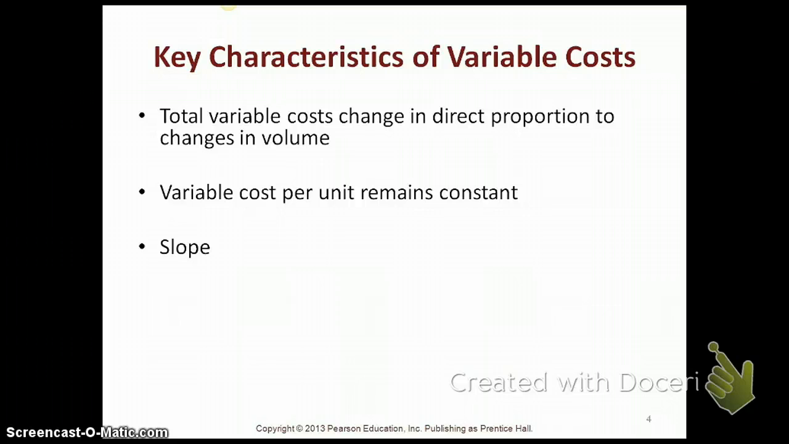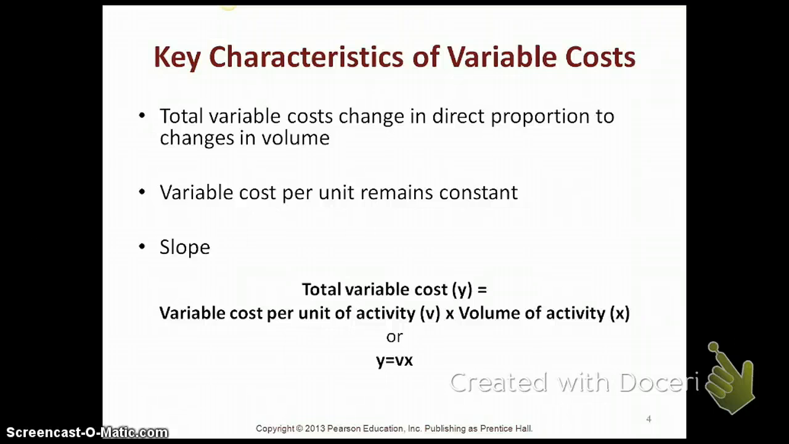And you could also express variable cost in the form of an equation. In your equation, you would be depicting y as your total variable cost, and it's equal to variable cost per unit of activity multiplied by volume of activity, or y equals Vx. Let's take a look in more detail at what each of these things mean.